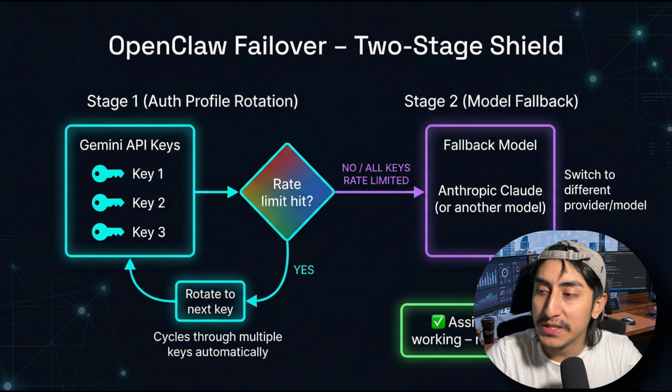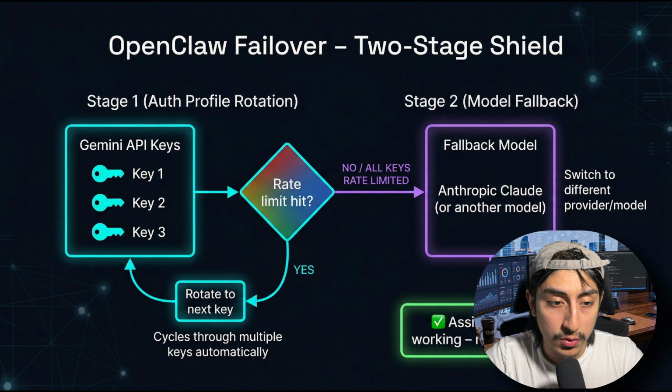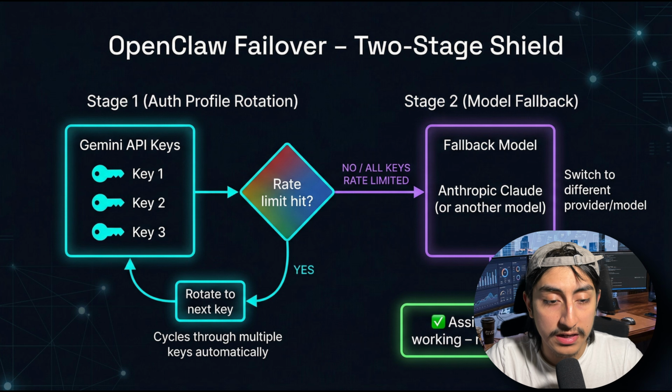Okay, so first, let's begin by explaining what model failover actually is. OpenClaw's failover consists of two stages. Stage 1 is the auth profile rotation. This happens within your current provider. So let's say you have multiple Gemini API keys. First, we use key 1. If key 1 gets rate limited, we rotate to the next key. So now we're on key 2. If that key gets rate limited, we go on to key 3 and so on. Once all of our API keys get rate limited, we move on to stage 2.